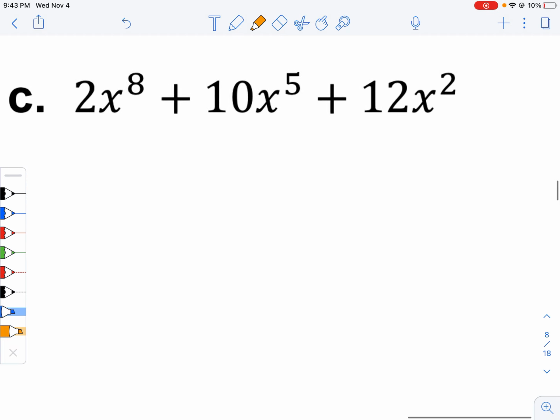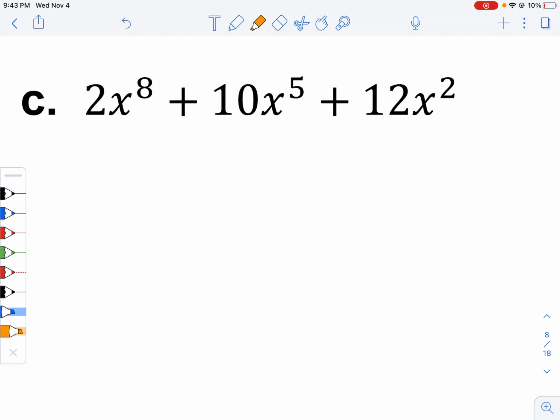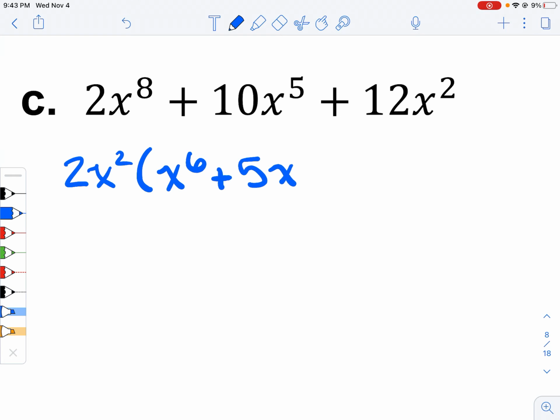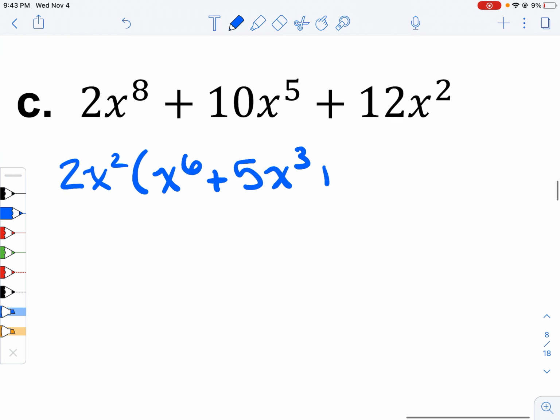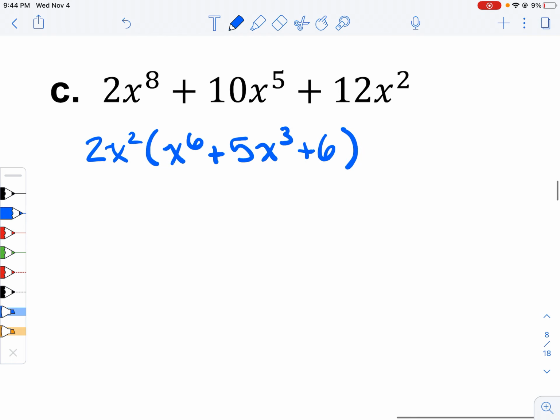Part C here, thinking back to our first example where we try and factor out the biggest thing we can from the whole thing, I can see that I can divide out a 2x squared from this whole thing. So I'm left with x to the 6th plus 5x to the 3rd plus 6. Okay, now we're going to use another factor by grouping, but after we do this example, you should notice a pattern that you could follow through with this.